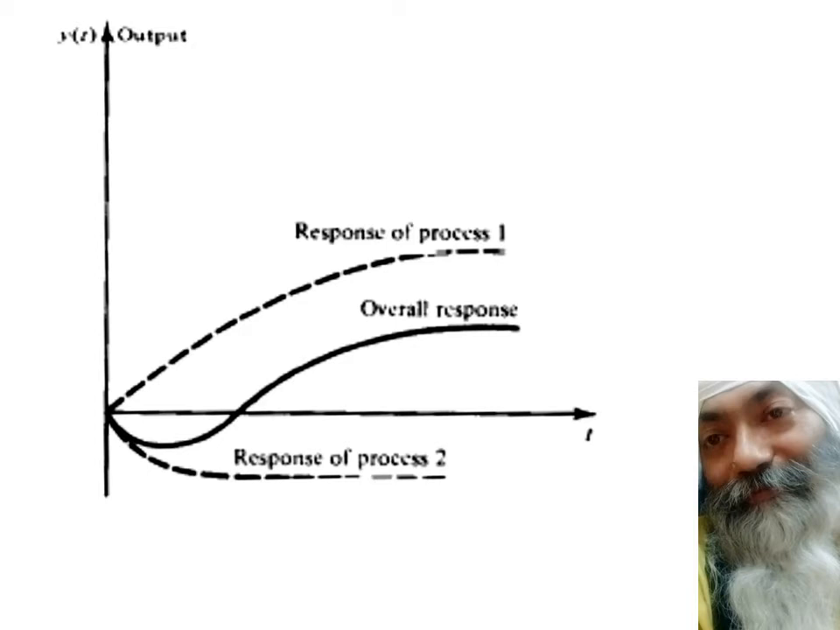And the way to tame this response, the way to overcome this response, is that somehow if we are able to shift the zeros from the positive domain to the negative domain, we make the zeros negative. In that case, this inverse response automatically gets tamed.